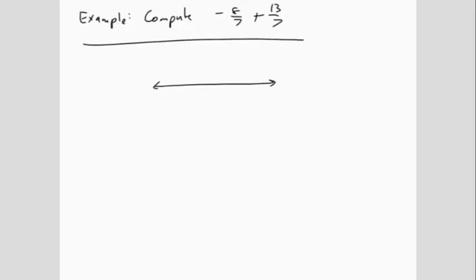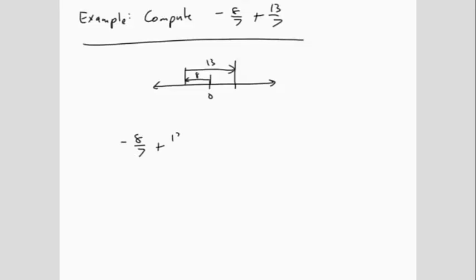Example, compute -8/7 plus 13/7. We're going to draw a quick sketch to ground our intuition. For this problem, we need to move 8 steps to the left and then 13 steps to the right. Since we've gone more to the right than to the left, our final answer will be positive. We also need to figure out how far past 0 we've gone, and we can see that we use 8 steps to get back to 0, which leaves us with 5 more to go.